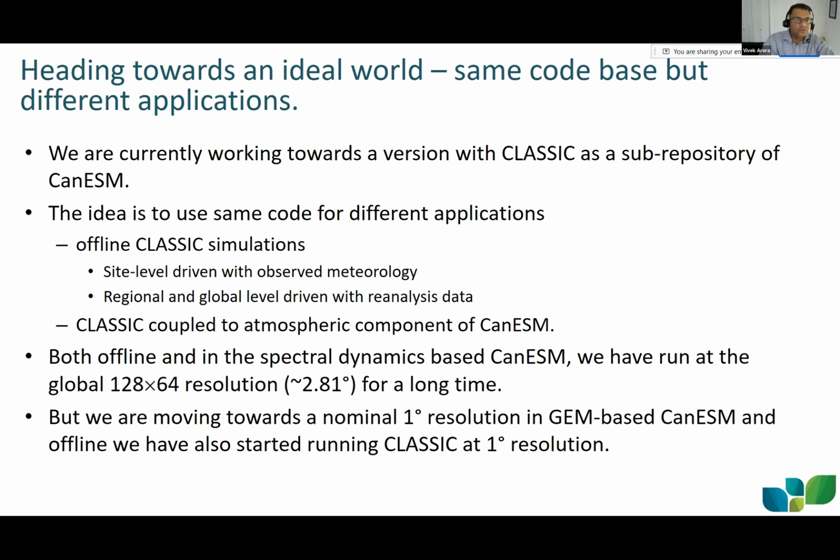In offline simulations, we drive the model. We can drive the model at a single point, like a FLUXNET site, and we drive it with observed meteorological information. Or we can drive the model at regional and global scales, driven with reanalysis data. But of course, when Classic is coupled to the atmospheric component in CanESM, it sees the climate that the climate model provides. Up until now, we have run Classic both offline and in our spectral dynamics-based CanESM at the T63 resolution that a lot of you are familiar with. That's about 2.81 degrees. But as we move towards the GEM-based CanESM, we will have a nominal resolution of around 1 degree or finer. Offline, we have also started to run Classic at 1 degree resolution.